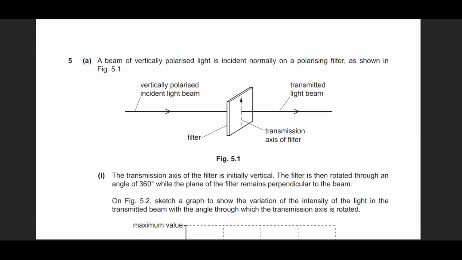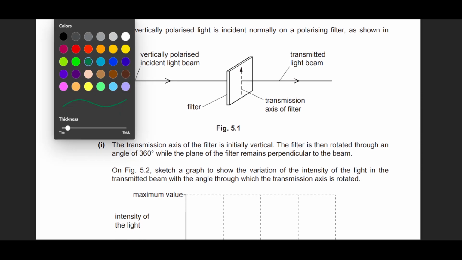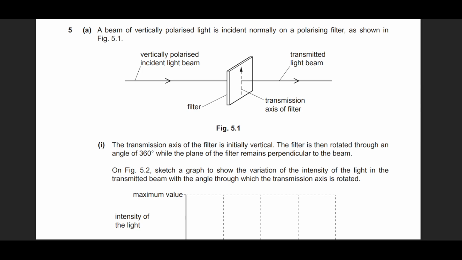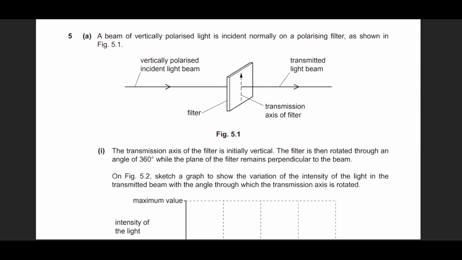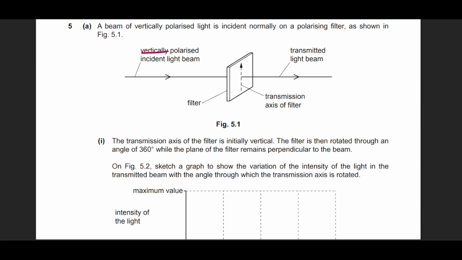Question number 5. He says a beam of vertically... now this is from Malus's law of polarization. You will notice that from the recent past papers, he's giving this question again and again. This is vertically polarized, which means that this is already along the line of this filter. All right. So this is a transmitted beam.